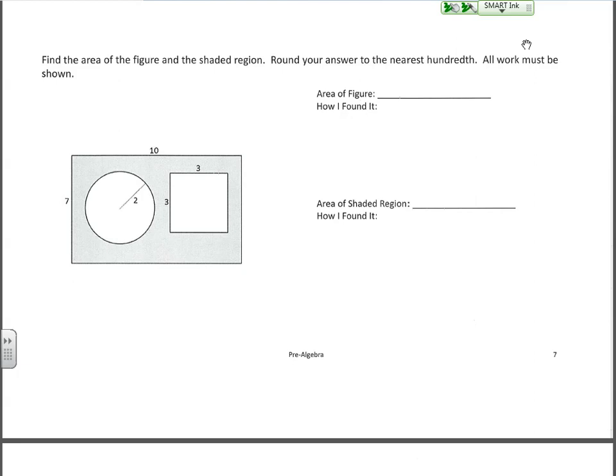Because if you look at the entire figure, which is a rectangle, the area of the entire figure is going to be base times height, or 10 times 7, which is 70. Okay, that's what we're starting with. Now, if we remove the area of this white square and remove the area of the white circle by subtraction, what we're left with is the area of the shaded part.